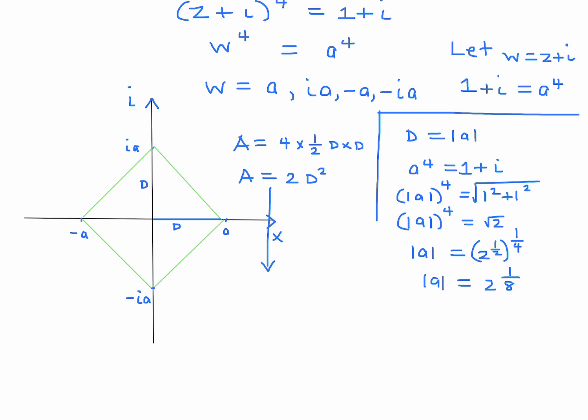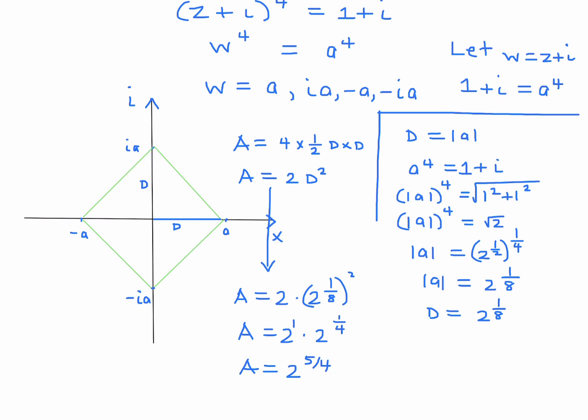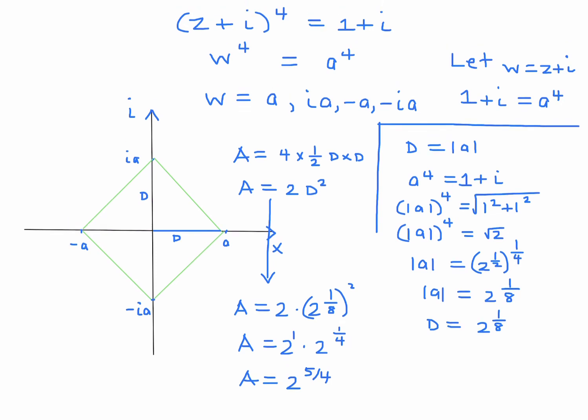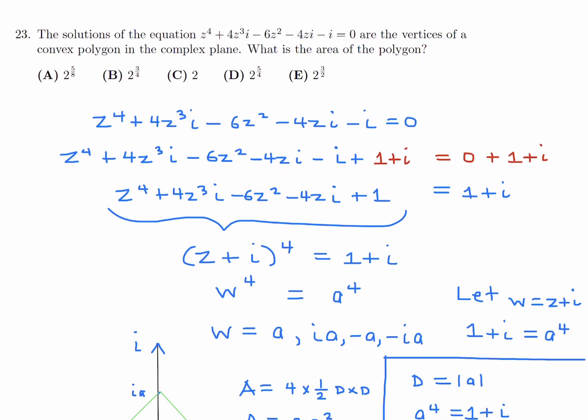We now can figure out the area, because the magnitude of a is just representing D. So we have 2 to the power of 1/8 representing D. The area is 2 times D squared, which is 2 times 2 to the power of 1/8, all squared. So this becomes 2 times 2 to the power of 2 over 8, which is a quarter. Adding exponents, we get 2 to the 5 over 4. That's the area of this square, which is what they wanted, 2 to the power of 5 over 4. So number 23, the answer is D.